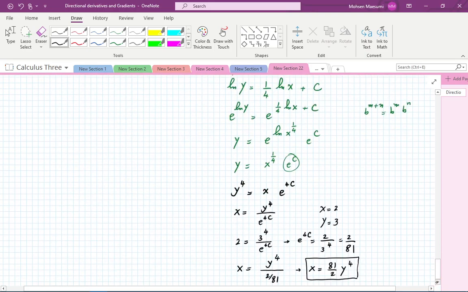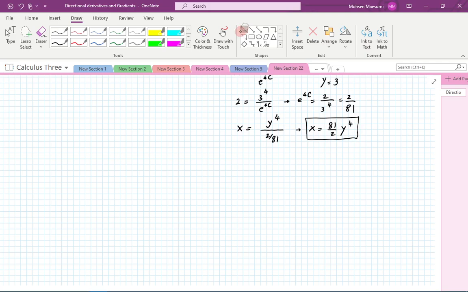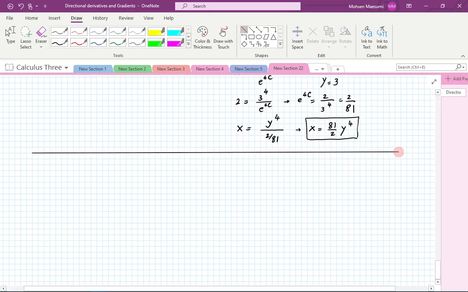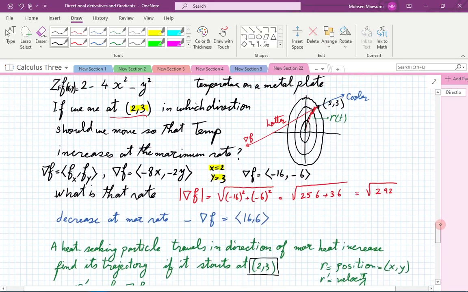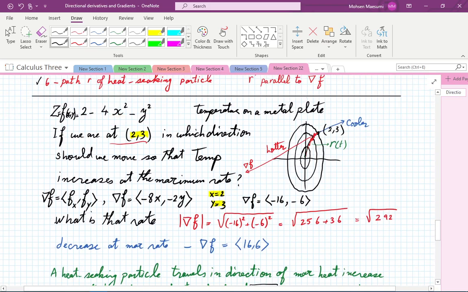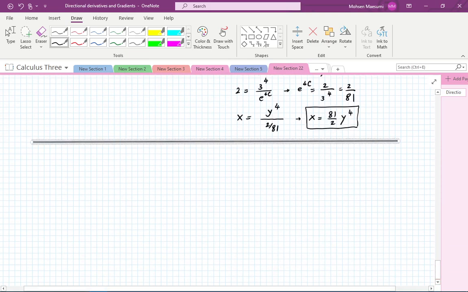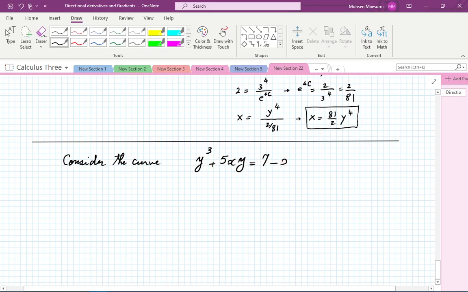Let me pick a problem with a little bit more flavor to it, not as simple as the one we looked at with that parabolic equation, z is equal to 2 minus 4x squared minus y squared. That's a very simple looking formula. Let's go after something a bit more involved. Suppose we consider the curve y cubed plus 5xy is equal to 7 minus x to the power of 4. Okay, that's not anything that any of us has seen before. I just pulled it out of my head, and it's a peculiar looking function. This type of thing does show up all over the place.